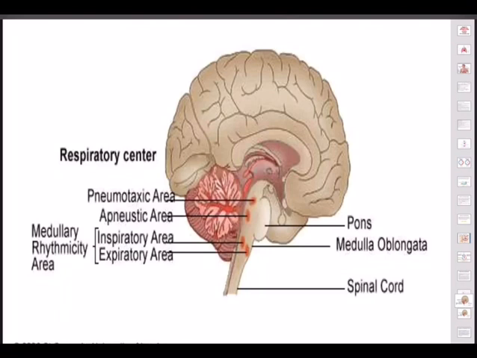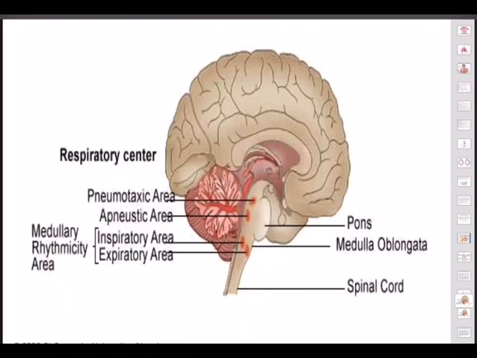Another center present in the pons region of the brain is called the Pneumotaxic Center. This can moderate the functions of the respiratory rhythm center. Neural signals from this center can reduce the duration of inspiration and thereby alter the rate of respiration.